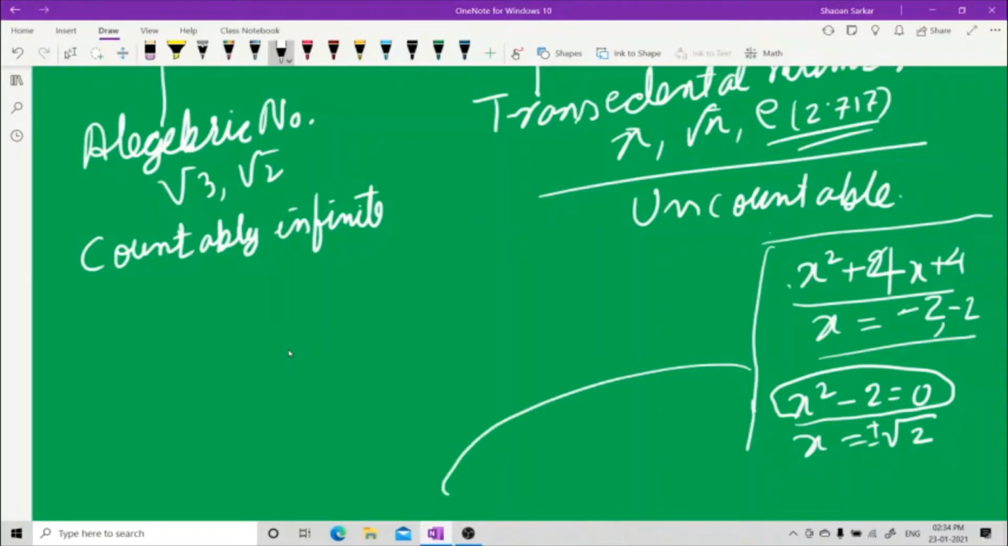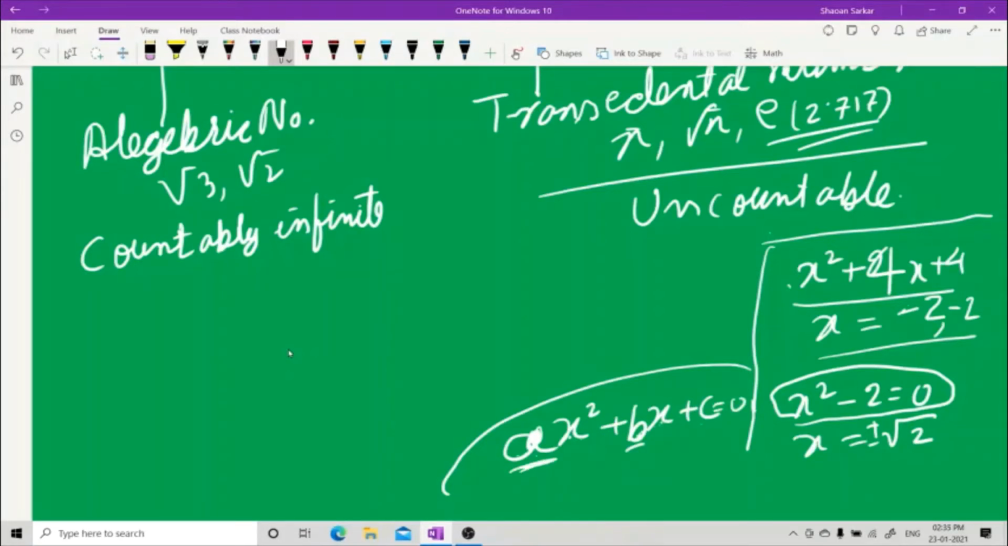What are coefficients? What is written in front of x square, here a is the coefficient, here b is the coefficient, here c is the coefficient. A, b, c are coefficients. The coefficient of x square is a. B is the coefficient of x, which is written in front of x. And c is the constant, equal to 0.